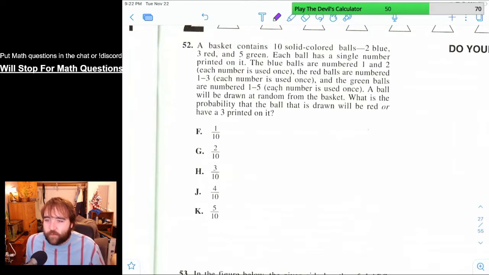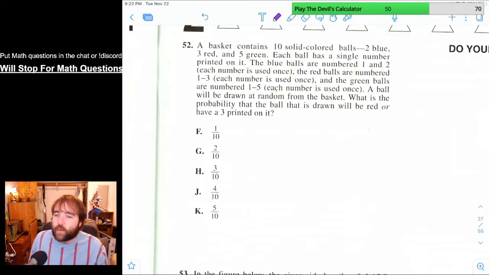All right, 52. A basket contains 10 solid colored balls: 2 blue, 3 red, 5 green. That is 10. Each ball has a single number printed on it. The blue balls are numbered 1 through 2. Red balls are numbered 1 through 3. The green balls are numbered 1 through 5. A ball will be drawn at random from the basket. What is the probability that the ball that is drawn will be red or have a 3 printed on it?